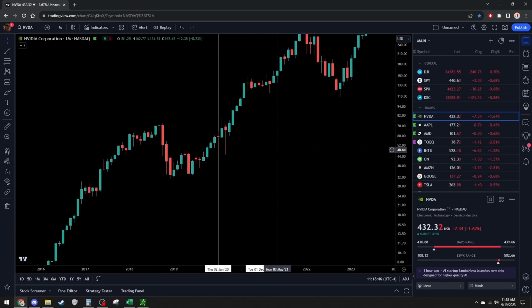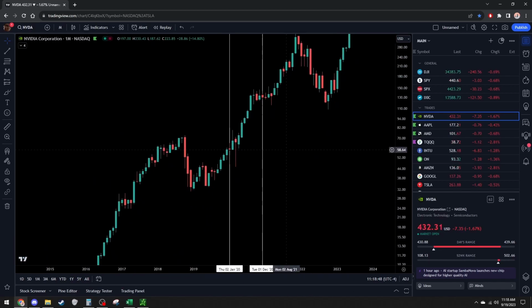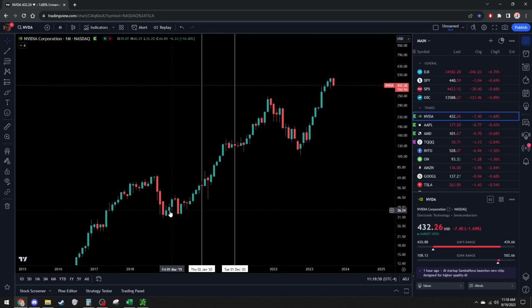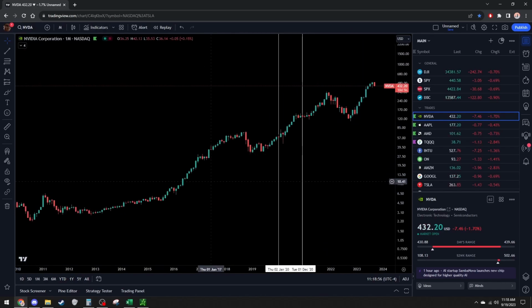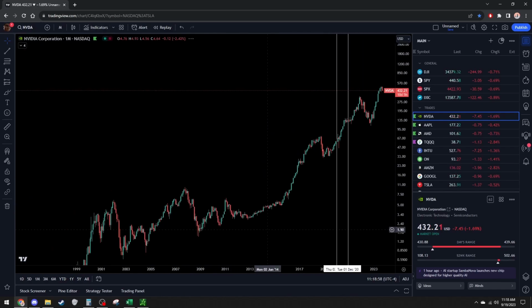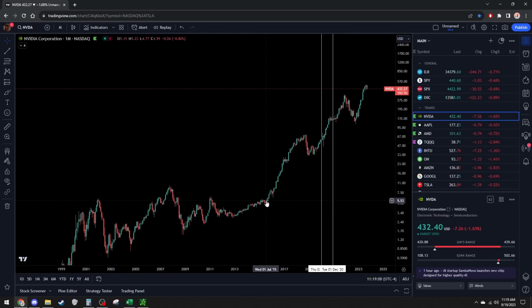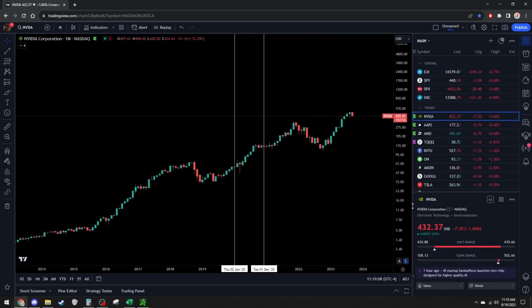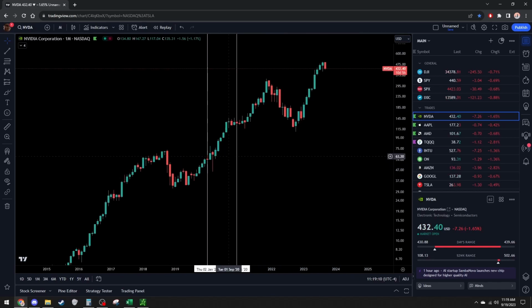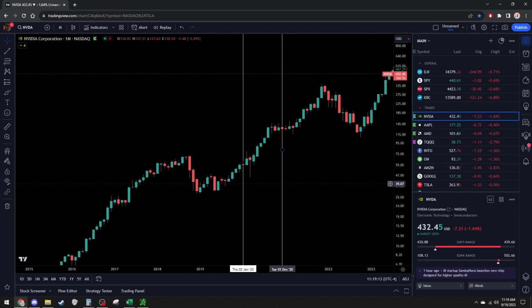The first thing I do whenever I'm looking at a new stock to put a trade on is I want to see nice, consistent, long-term growth. Now this is NVIDIA on a monthly scale. You can see pretty much since 2015, 2016, NVIDIA has been on a nice trajectory to the upside, which is what I want to see. All right, so we'll get right into it.